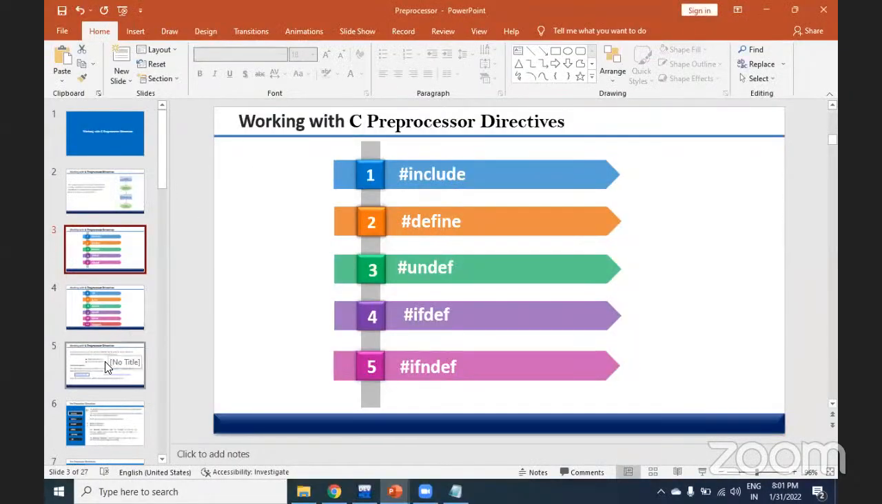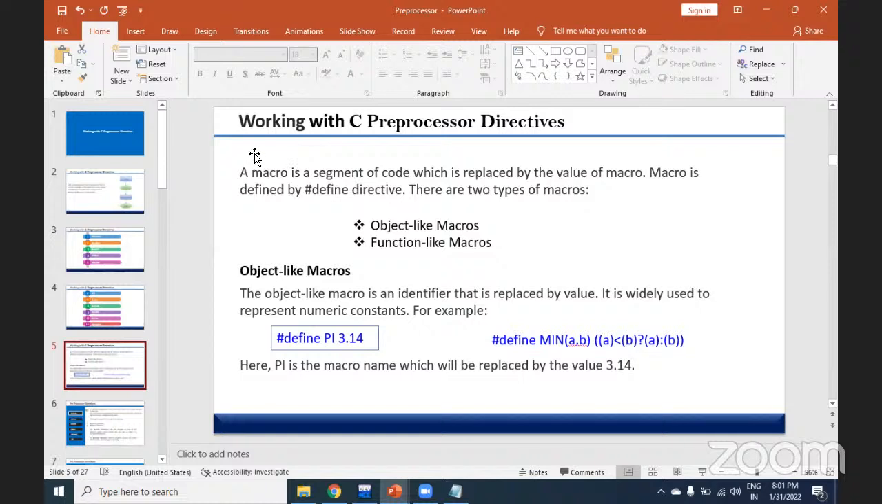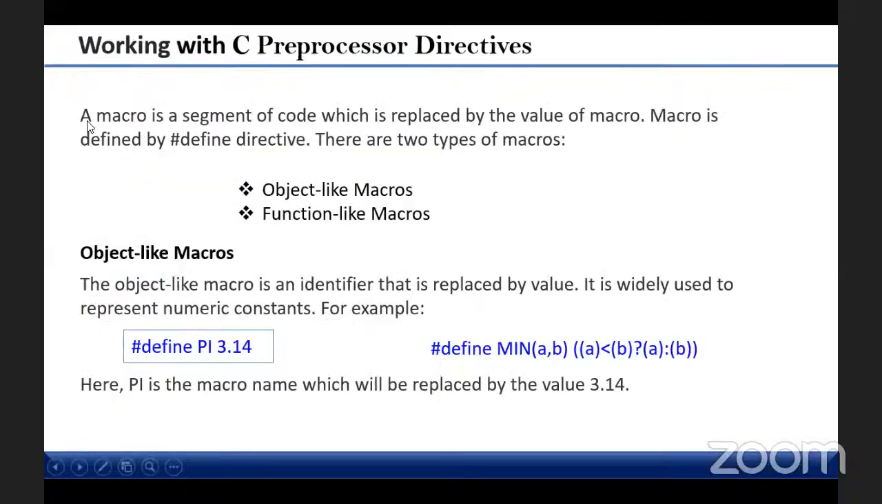Now we will define. So what is a macro? We can also call it macros. A macro is a segment of code which is replaced by the value of the macro. A macro is defined by the hash define directive. This is another name. We can use the define directive for two purposes. One is variable declaration, that is object-like macros. What are object-like macros?